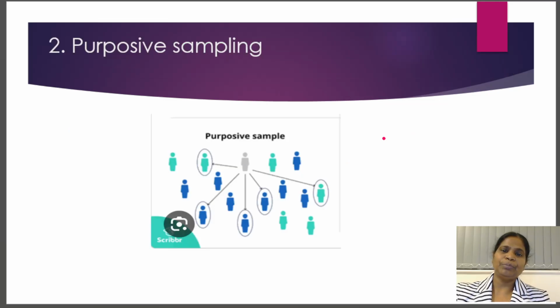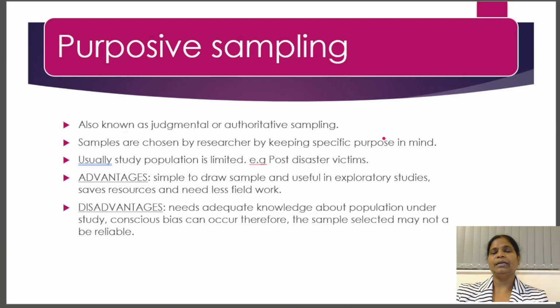Next, coming to purposive sampling. This is also known as judgmental or authoritative sampling. The samples are chosen by the researcher keeping a specific purpose in mind. He decides, I need to do this study and I require this population or these subjects, so I'll approach only them. That's the purposive sampling technique.